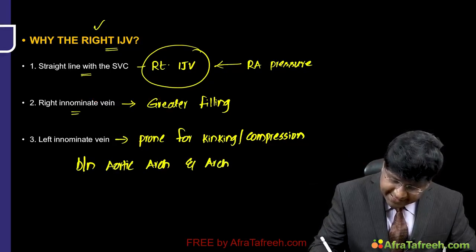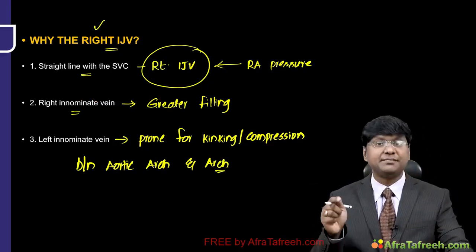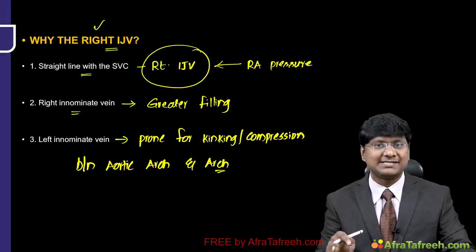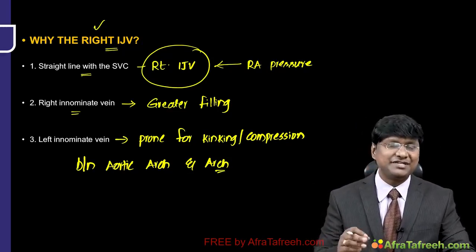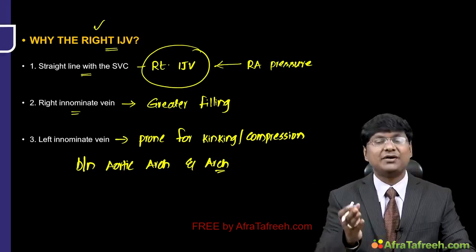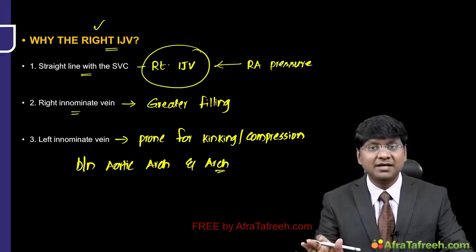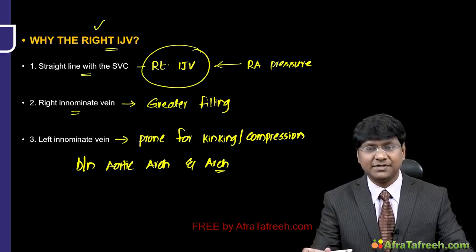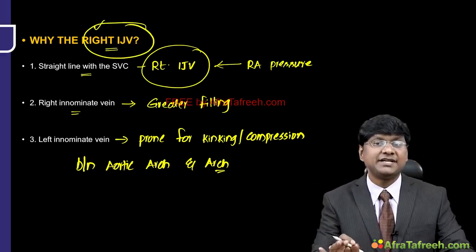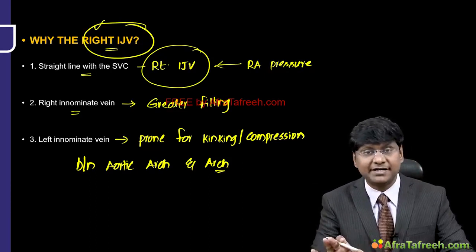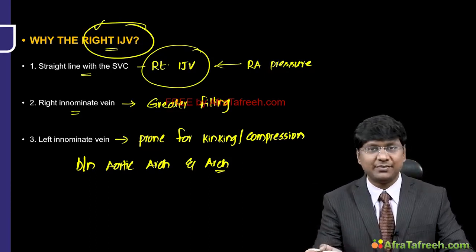Now, because it is prone to kinking or compression between the aortic arch and the sternum, what happens? The pressure in the right atrium cannot be reflected exactly into the left internal jugular vein. So that is the reason why we take the right IJV as the representation of the right atrial pressure, but not the left internal jugular vein.